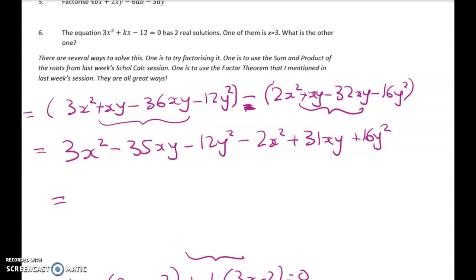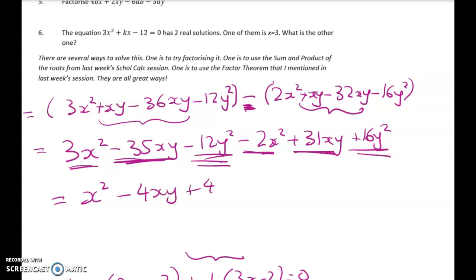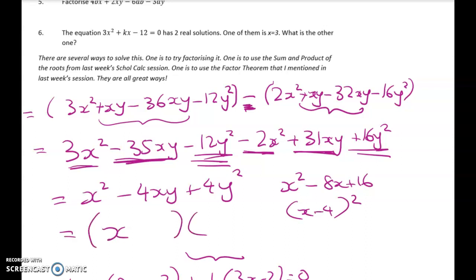We're still collecting like terms, and hopefully something nice will happen. We get 1x squared, so x squared. Here we get minus 35xy plus 31, so minus 4xy. And here we get plus 4y squared. And now you can see that I've got a perfect square. Usually your perfect squares until now have looked like this, x squared minus 8x plus 16, and we've had x minus 4 all squared. But this time we're going to have x times x, and here we're going to have a 2y and a 2y, and if we put minus there and minus there, then we're done.